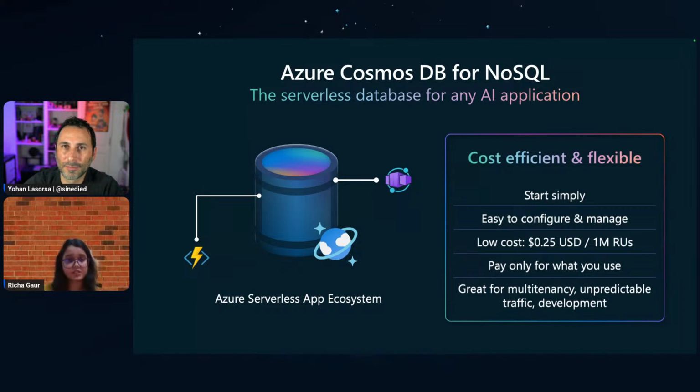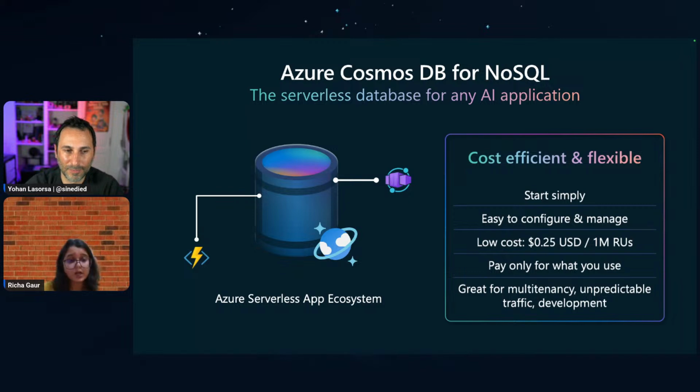With serverless, you are very cost efficient. You only pay for a request that you execute. It can be as cheap as 25 cents for 1 million request units, which, if you think about it, is massive. You are only paying 25 cents. And you only pay for what you use, so there is no idle capacity or provisioning required.